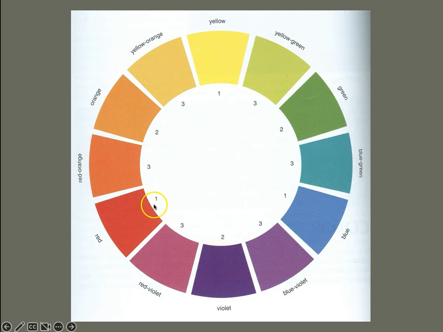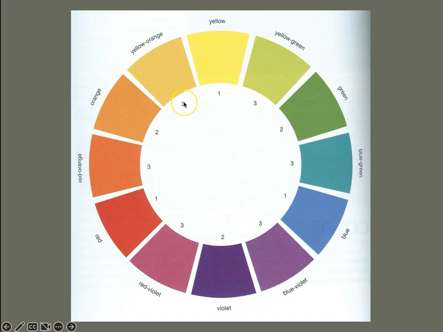The ones, these are primary colors, so that's the yellow, the blue, and the red, and these colors cannot be mixed from other colors. Then we have the twos, and these twos are secondary colors, and they're a mixture between two of the primary colors. So 1 + 1 is 2. Yellow plus red is orange.